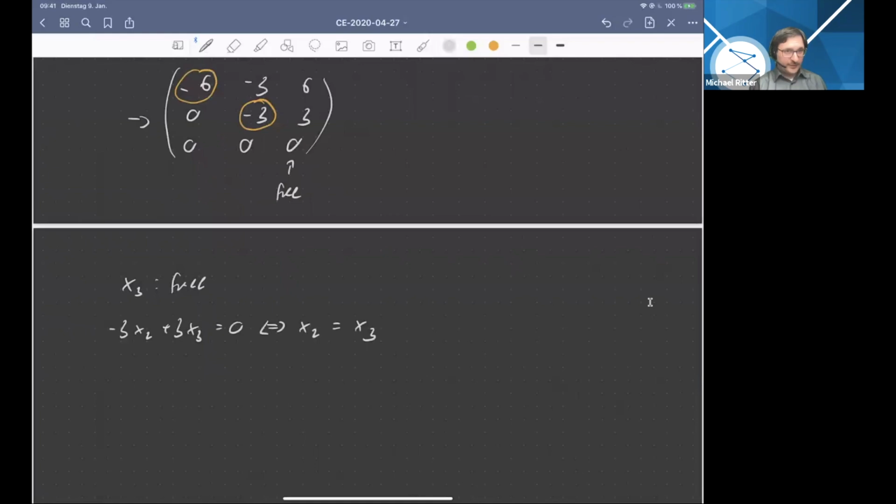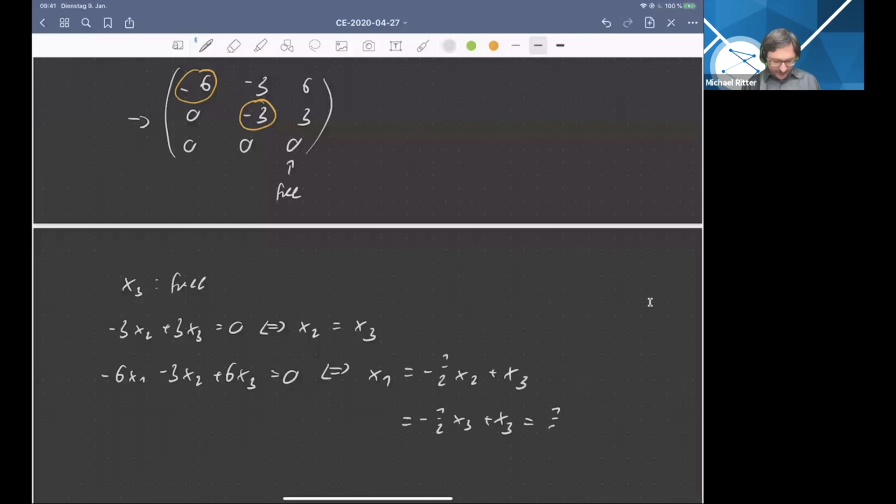And finally, we use the first row, -6x1 minus 3x2 plus 6x3 equals 0. And we solve that for x1. And what we get is x1 is, let's see, -1/2 x2 plus x3. x2 is the same as x3. So if we substitute that into this equation, we get -1/2 x3 plus x3, or just 1/2 x3.